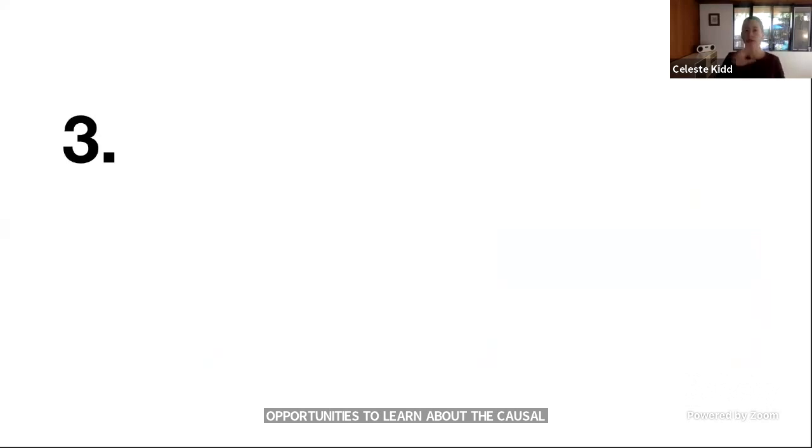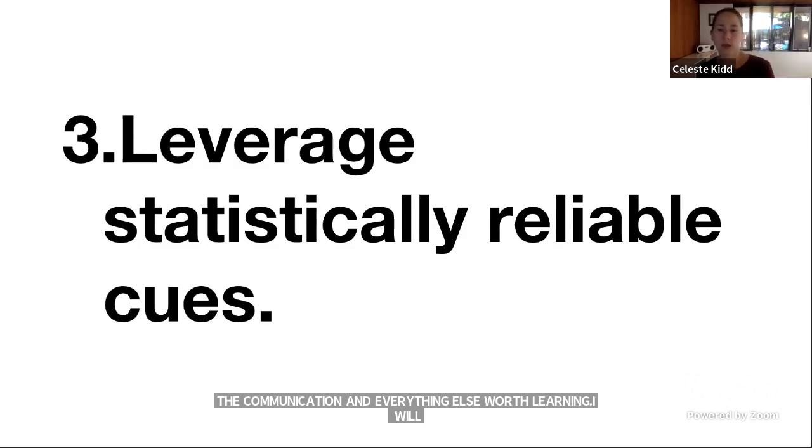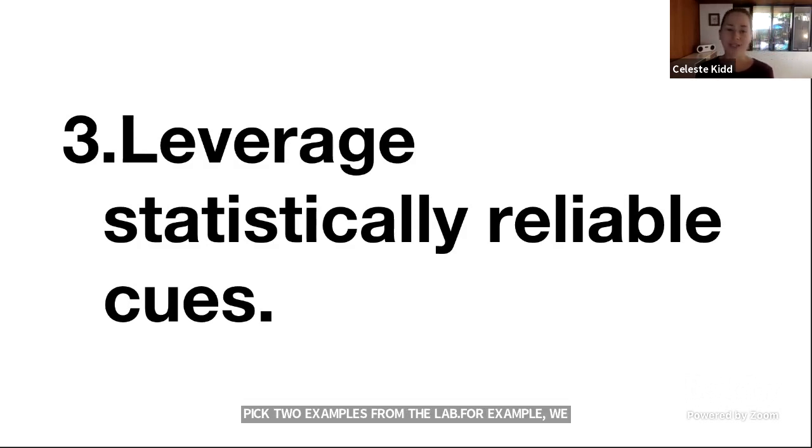Okay, three out of four things. This is the third thing. Once you're tracking the statistics and using them to guide your search, you can also leverage statistically reliable cues to gather additional information about communication and everything else worth learning. I'm gonna pick just two examples from our lab. For example, we've looked at toddlers' ability to leverage a somewhat unexpected cue in order to learn language more effectively.